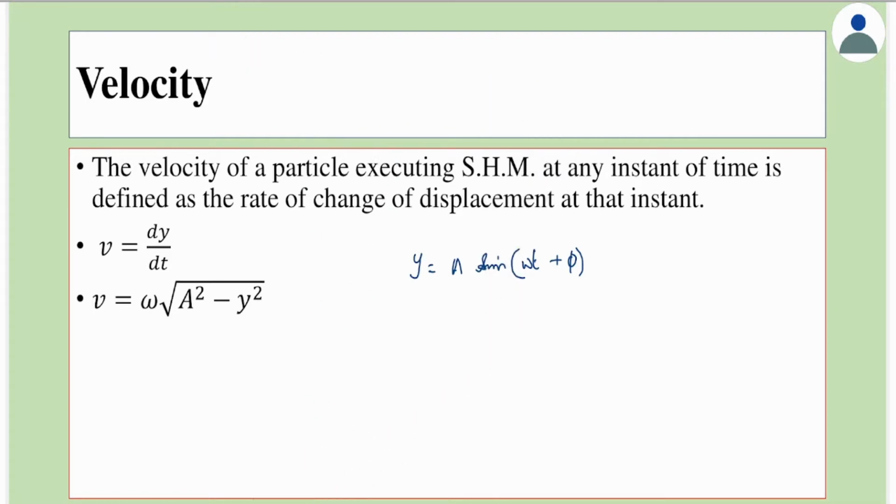This is the expression for displacement of a simple harmonic motion, where y is called the displacement, a is called the amplitude, and the term in the bracket, omega t plus phi, is called the phase, and this phi here is called the initial phase or epoch. This is the expression for displacement of a simple harmonic motion. Now we need to find its velocity.